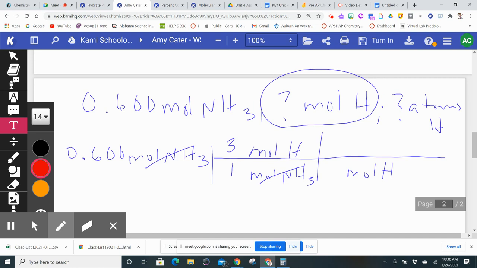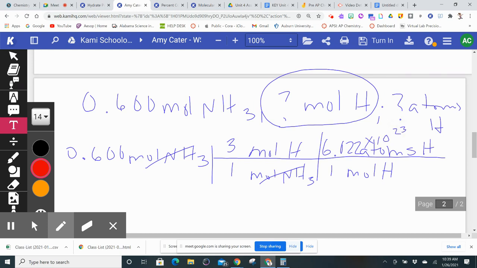And what am I trying to get? Atoms of hydrogen. Okay, now this you just have to memorize. If you don't memorize this, you are going to be lost. How many atoms are in a mole? 6.022 times 10 to the 23rd. In 1 mole of anything, there is 6.022 times 10 to the 23rd of those things, whatever those things happen to be.